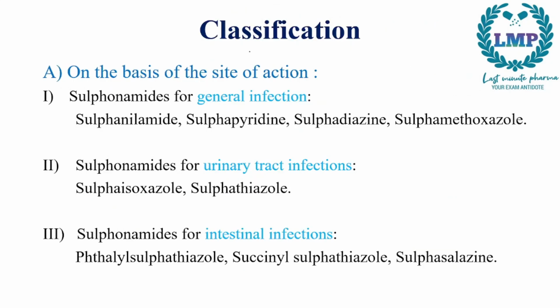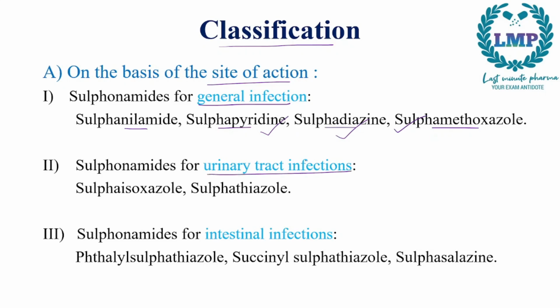Now swiftly moving on to the classification. Now we have classifications based on two things. One is on the basis of site of action, and one is on the basis of the onset of action. Now on the basis of site of action, we have sulfonamides for general infections. For general infections, we have sulfanilamide, sulfapyridine, sulfadiazine, sulfamethoxazole. So we will remember sulfadiazine and sulfamethoxazole along with sulfapyridine.